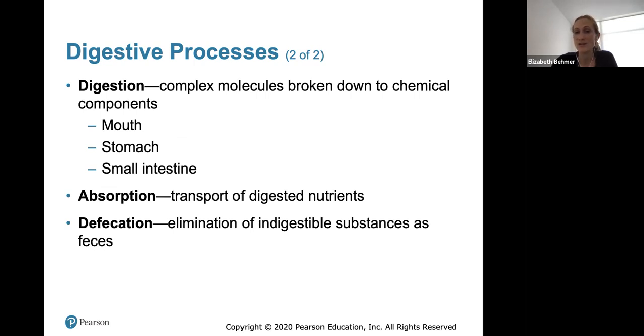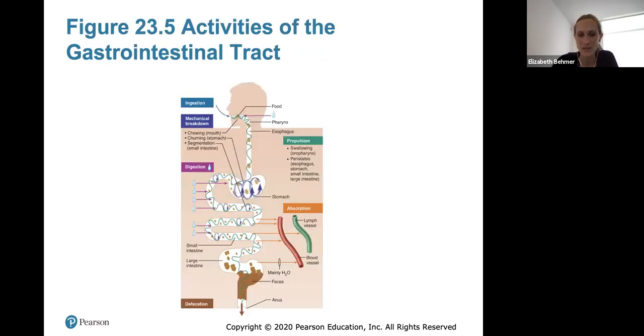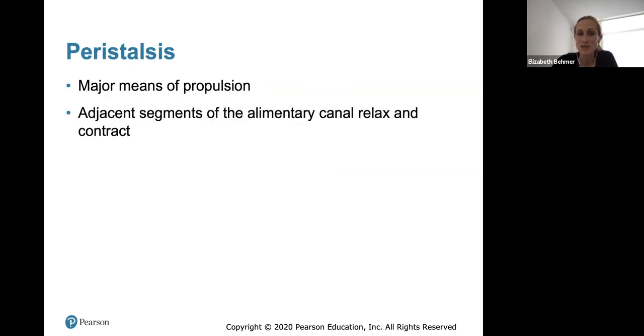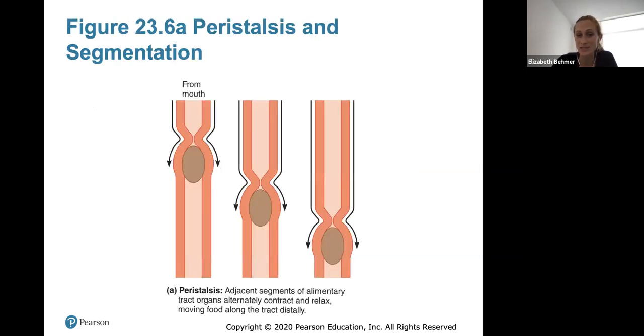Absorption is the transport of digested nutrients, and defecation is the elimination of indigestible substances as feces, also known as going number 2, but defecation is the proper medical term for that. So you can see here the different activities of the GI tract and where more or less they occur between ingestion, mechanical breakdown, propulsion, digestion, absorption. You can see that the large intestine mainly absorbs water and the small intestine mainly absorbs all the nutrients. Peristalsis then is the major means of propulsion, where adjacent segments of the alimentary canal relax and contract at the same time.